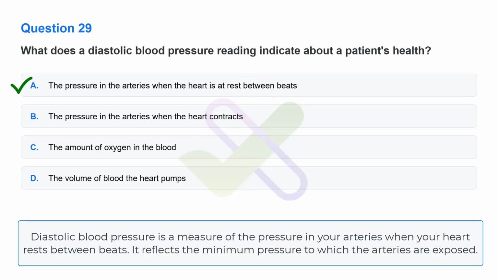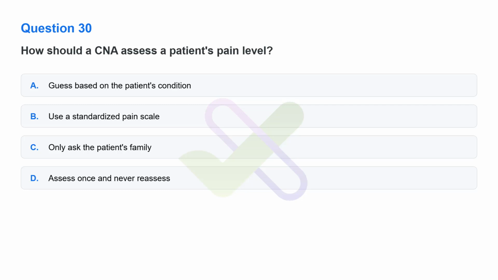The correct answer is A. The pressure in the arteries when the heart is at rest between beats. Diastolic blood pressure is a measure of the pressure in your arteries when your heart rests between beats. It reflects the minimum pressure to which the arteries are exposed. How should a CNA assess a patient's pain level?